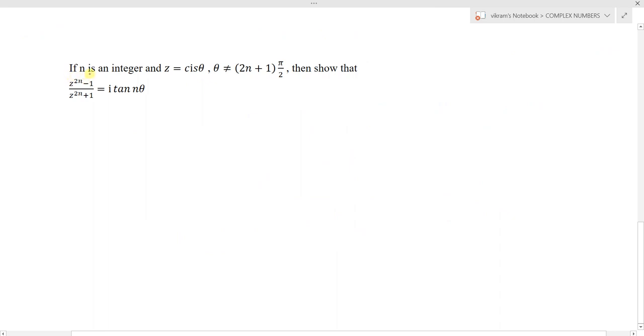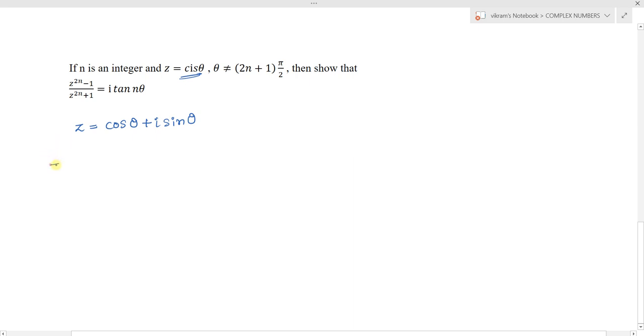The next question is, if n is an integer and z equals cis theta, that means z equals cos theta plus i sin theta, where theta is not equal to (2n plus 1) pi by 2. Then show that (z power 2n minus 1) by (z power 2n plus 1) equals i times tan n theta. So we have to show the LHS equals the RHS.